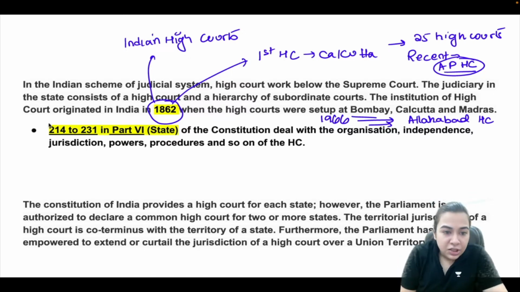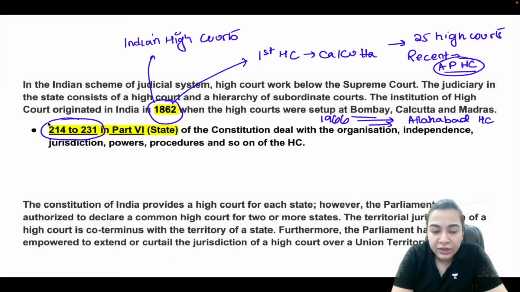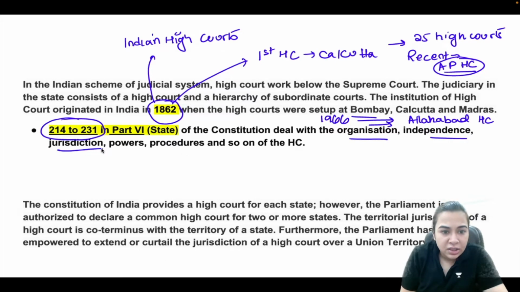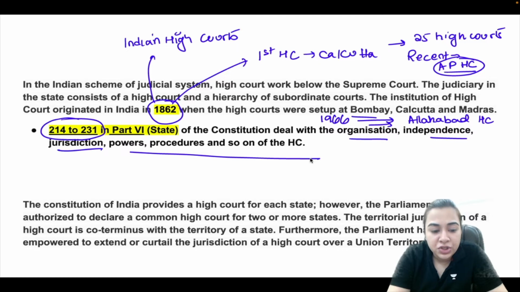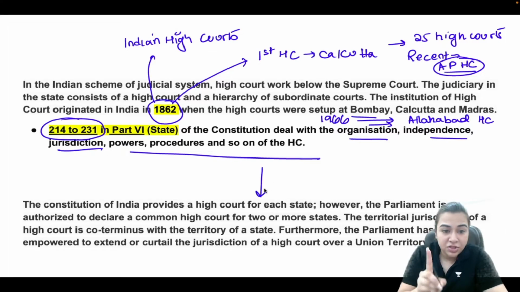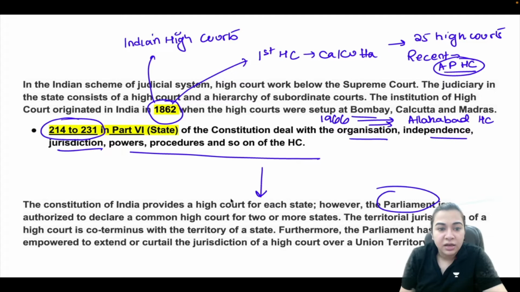Now, Article 214 to Article 231 of Part 6 of the Constitution of India deals with the organization, the independence, the jurisdiction and powers of the judiciary and so on. The Constitution of India, for that matter, has provided for a high court for each state. But just remember one thing. The parliament here is authorized to declare a common high court for 2 or more states. So the parliament has been given this power to declare a common high court for more than 2 states.